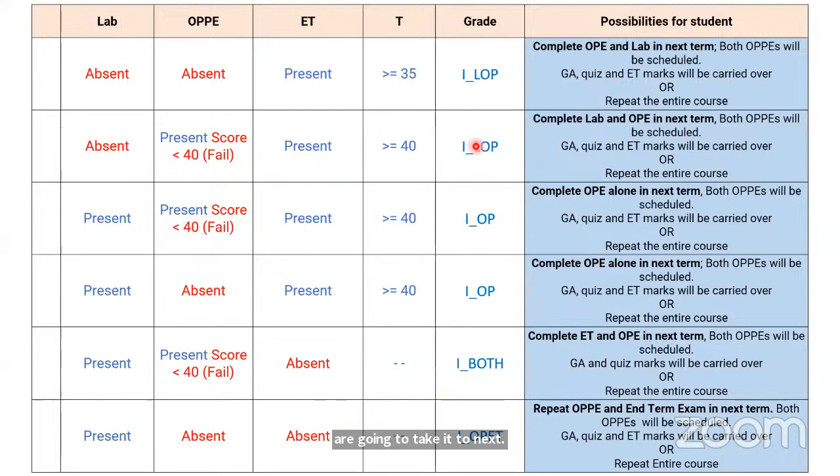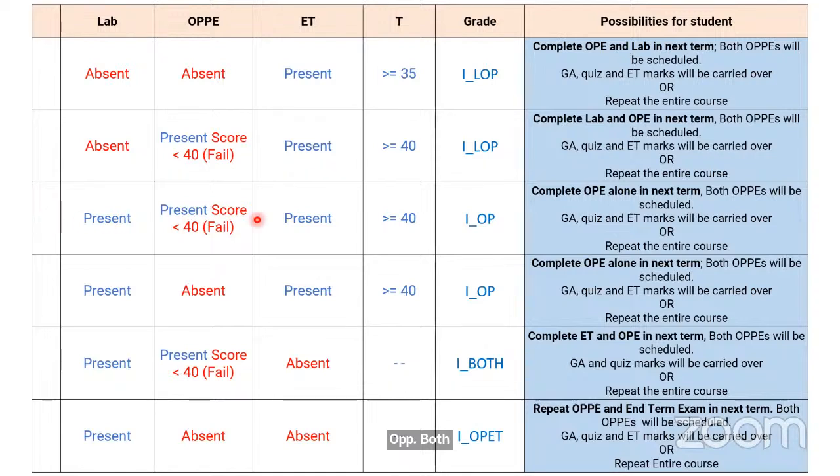Sir, the lab and the end term we have passed, but the OPPE we didn't pass. We didn't get scored more than 40. So only the OPPE we are going to take to the next session, no, sir? Come again, can you just repeat? We attended the lab and we did the end term exam also. We passed with 48%. But we didn't score 40 or more in the OPPE.